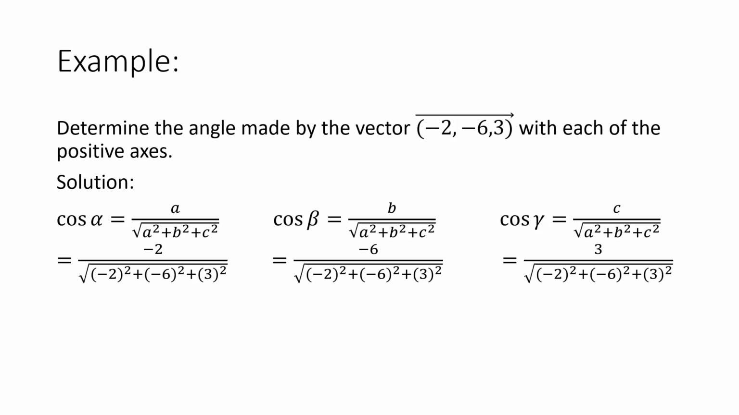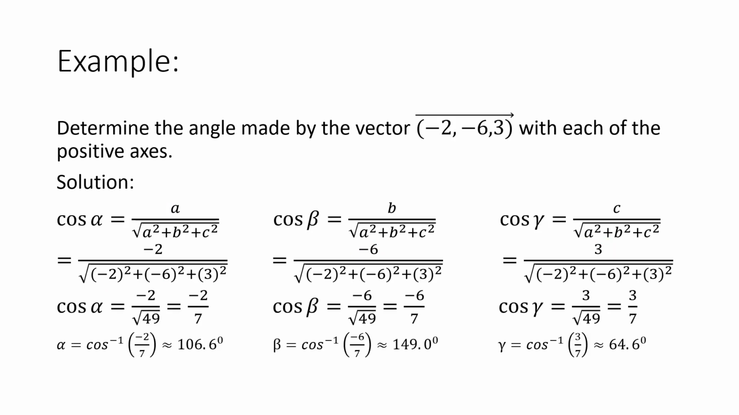Cos alpha will be equal to negative 2 over the square root of negative 2 quantity squared plus negative 6 quantity squared plus 3 squared. And cos beta will be the same denominator but a numerator of negative 6, and cos gamma will be the same denominator but a numerator of 3. Now that denominator, negative 2 quantity squared plus negative 6 quantity squared plus 3 squared, is actually equal to 49. So the denominator is root 49, which is 7.